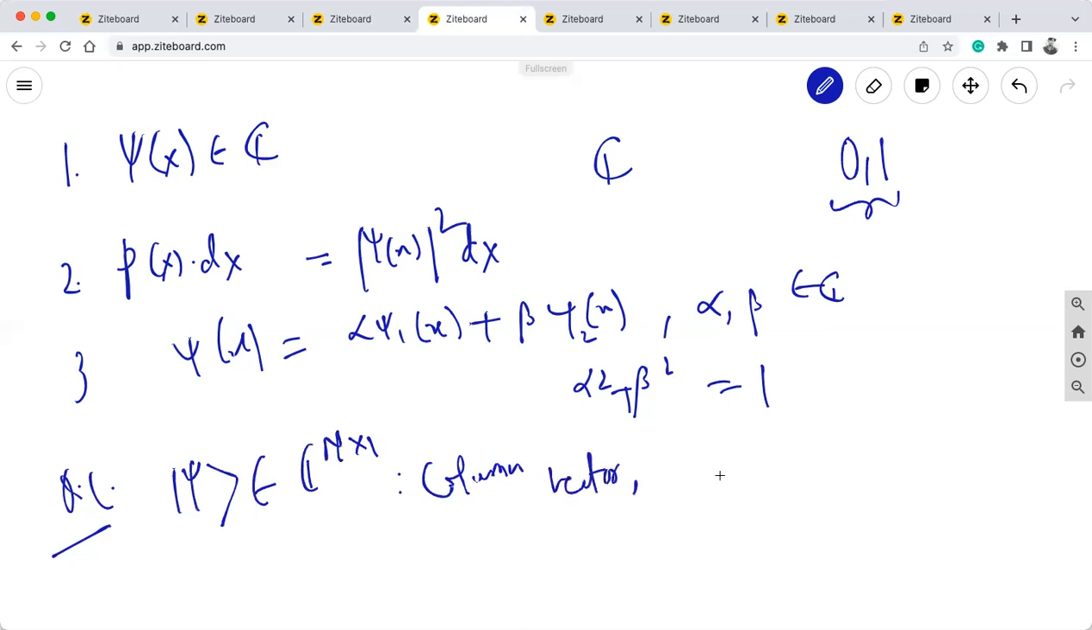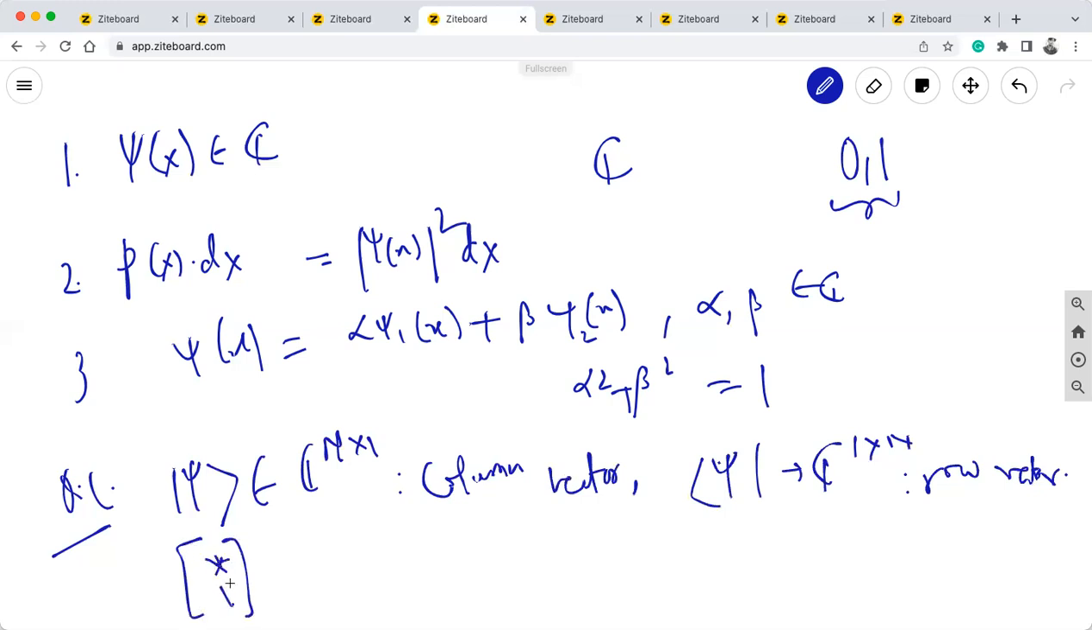And bra chi, if it is like this, is a row vector, 1 cross n. Column vectors means you have a vector like this, with some numbers. And a row vector means this kind of setting.